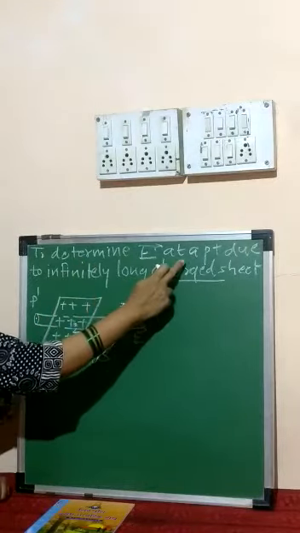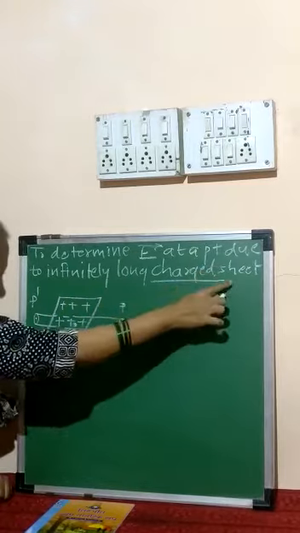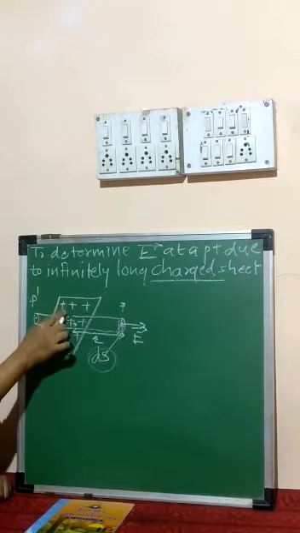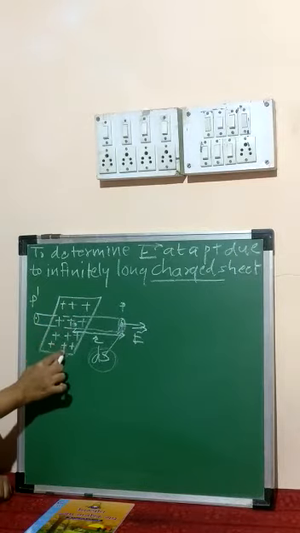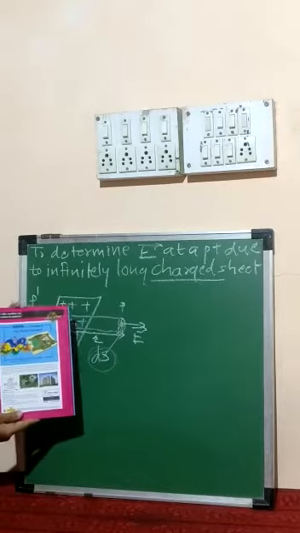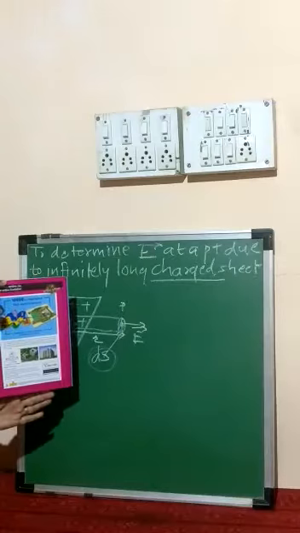Determine electric intensity at a point due to infinitely long charge sheet. So let's consider this is the charge sheet where charge Q is deposited uniformly. Charge sheet means here I can consider this as one of the charge sheet which has two faces, front face as well as back face.